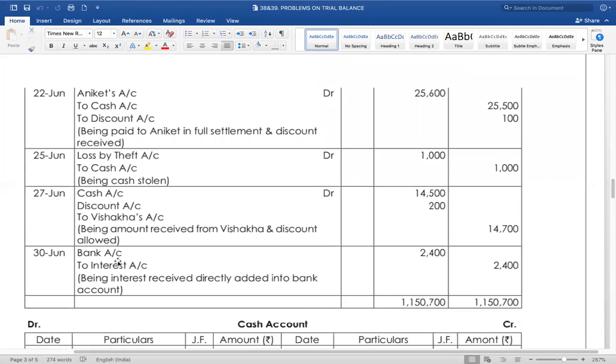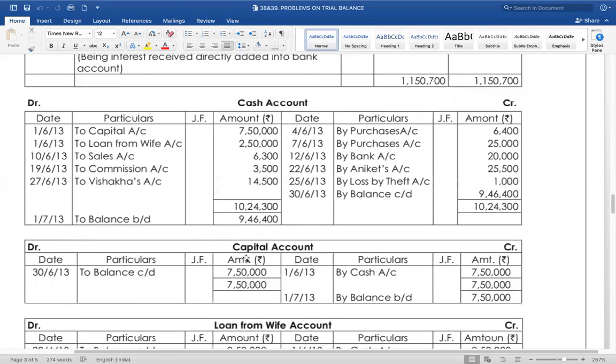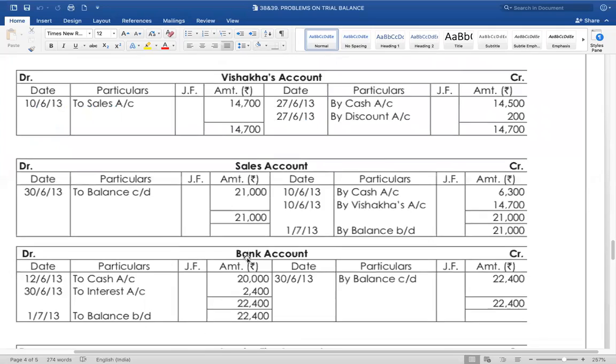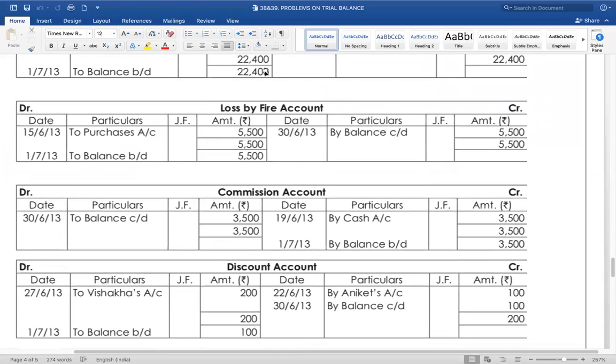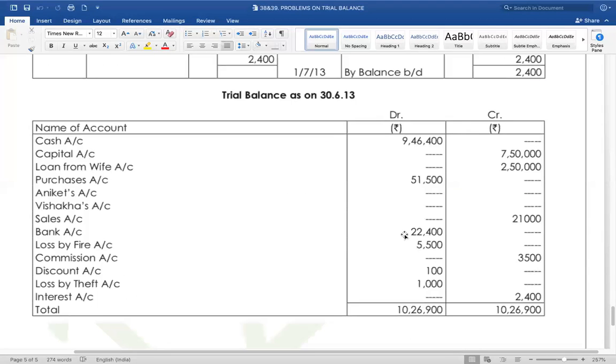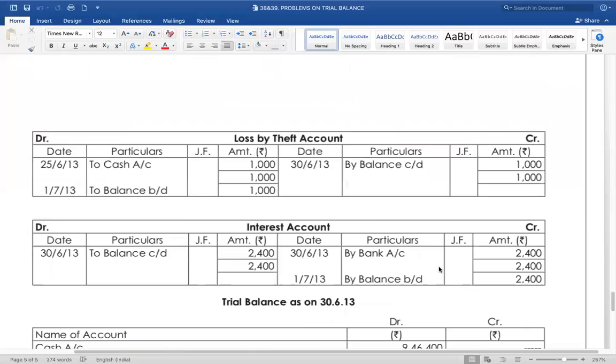Next, interest is over. Then loss by theft is pending. Loss by theft account is debited to purchase account 5,500. Nothing on the credit. The balance is 5,500 debit balance. So it's an expense or loss. All expenses and losses are to be debited. Loss by theft.